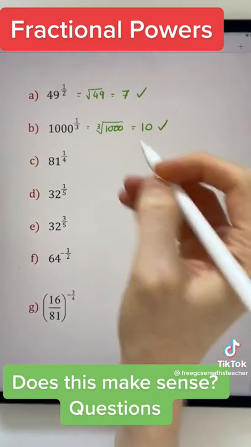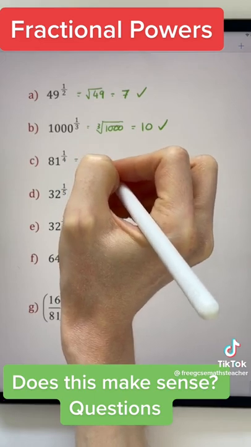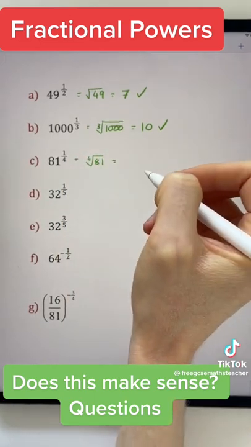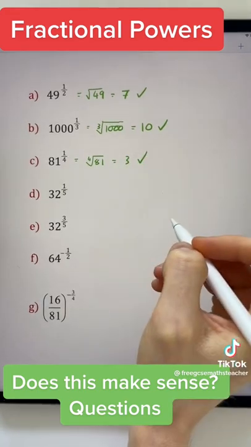Power of a quarter means the fourth root of the base. Therefore, the fourth root of 81, i.e. what number multiplied by itself four times gives you 81, which in this case is 3.